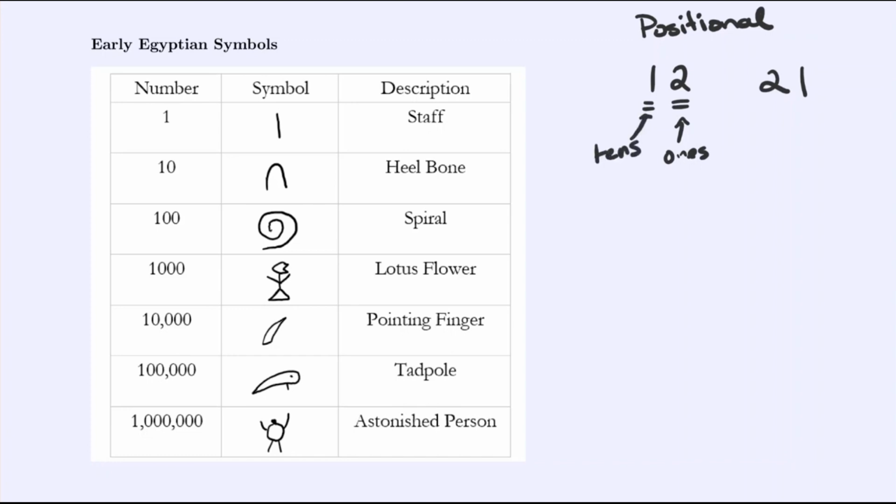So whenever we see 12, what we've interpreted in our mind, just because we're so familiar with our number system, is that I've got one set of 10 and then two sets of ones. Whereas if I was looking at 21, I would say, well, I've got one set of ones and two sets of tens. But the Egyptian system is not positional.